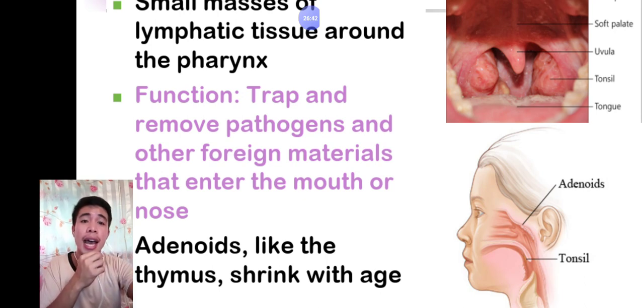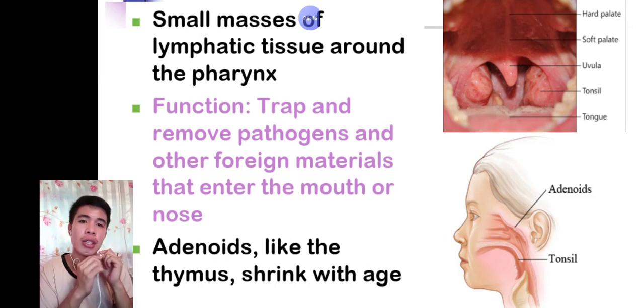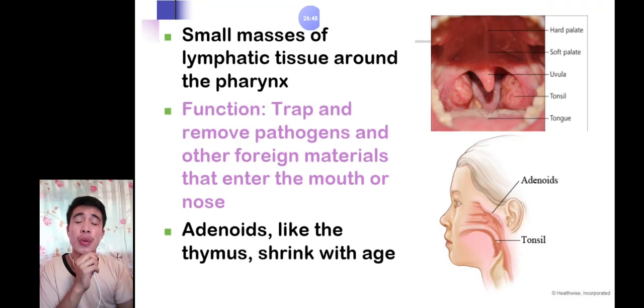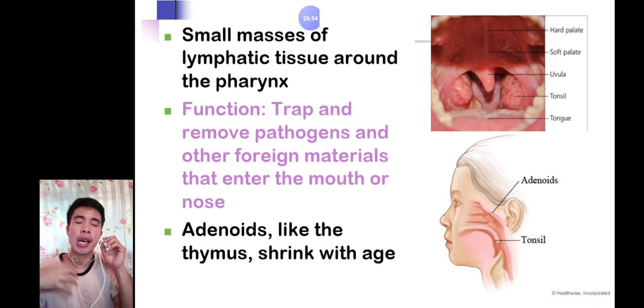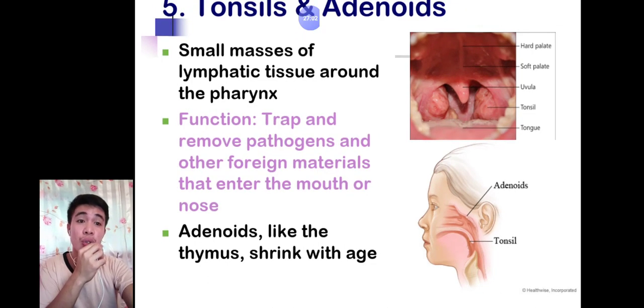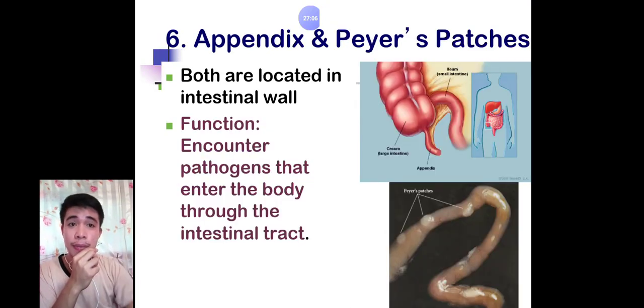So, adenoids. Adenoids like thymus shrink with age. So, when we grow older, mawala na siya. So ang thymus pala is when we get older, mapalitan na siya og taba, murag mawala na gyud siya when we get older. So that is tonsils and adenoids.